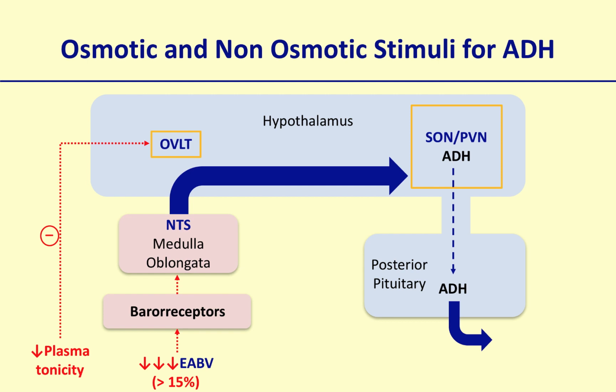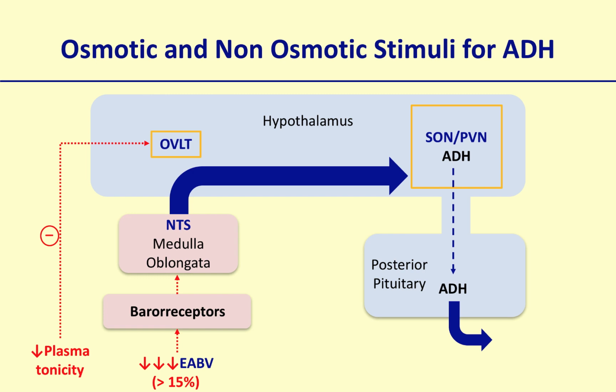Now, what happens when these two stimuli, low plasma tonicity and low effective blood volume, are present at the same time? And this happens in hypovolemic hyponatremia. On one side you have low plasma tonicity from the hyponatremia, and on the other side you have low effective arterial blood volume from hypovolemia. So one inhibits ADH, one stimulates ADH. Which one is stronger? Which one wins?